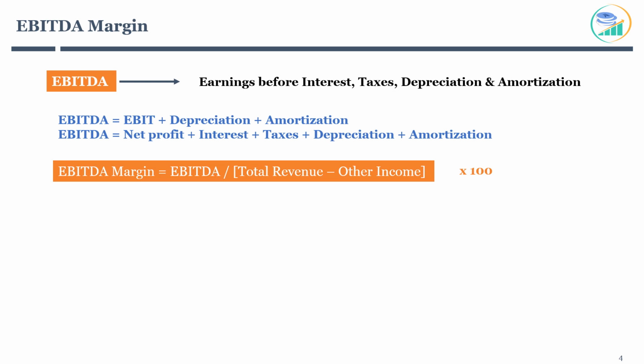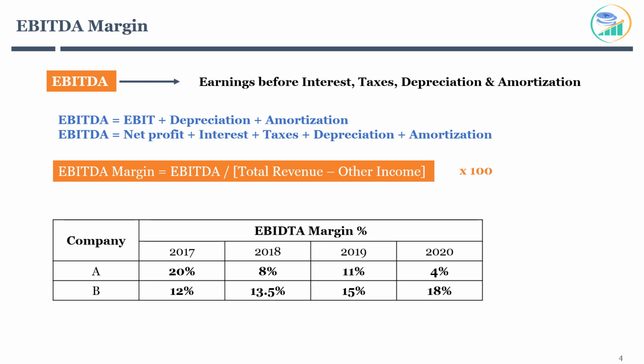Let's review this example. It shows margin for Company A and Company B across 4 years. Company A has volatile margin. It shows the business is not predictable and so is the stock. However, Company B is clearly a standout with a nice increasing margin trend across years, indicating operational effectiveness.